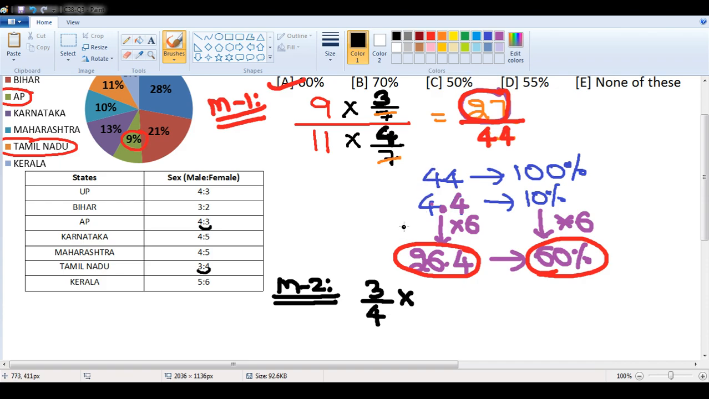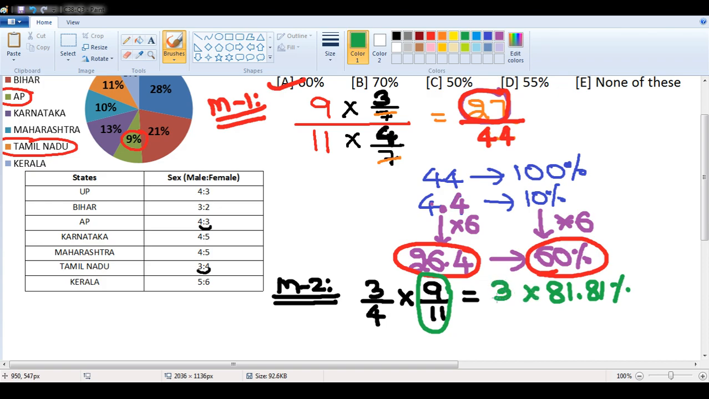3 by 4 I will write it as it is. Next, 9 by 11 I will write it as it is, right? Now, we discussed in our first class of data interpretation that 9 by 11 is nothing but denominator is 11, answer is a multiple of 9. That means 9 into 9, 81, write down twice, 81.81 percentage.